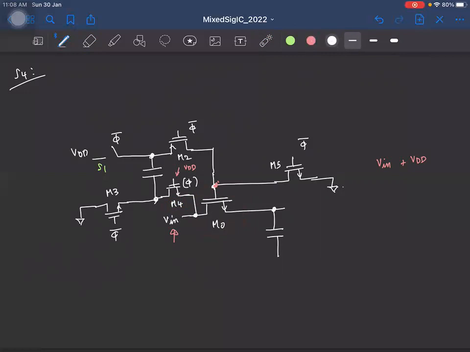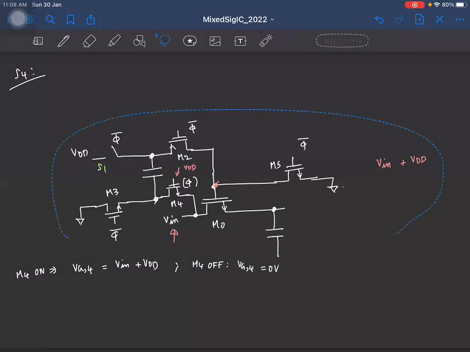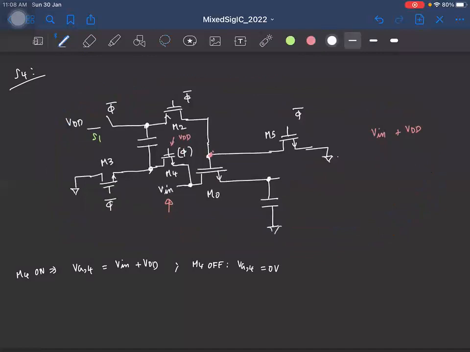Okay, so what we have to do is the following. When we want to turn the switch M4 on, we wish to tie the gate of M4 to Vin plus VDD. And when we want to turn it off, we want to connect it to 0. Okay, this is ground, right? But if you clearly notice, when phi equal to 0, that is when phi bar is 1, what happens? We want M4 to be off, right? So we want the gate of M4 to be 0.